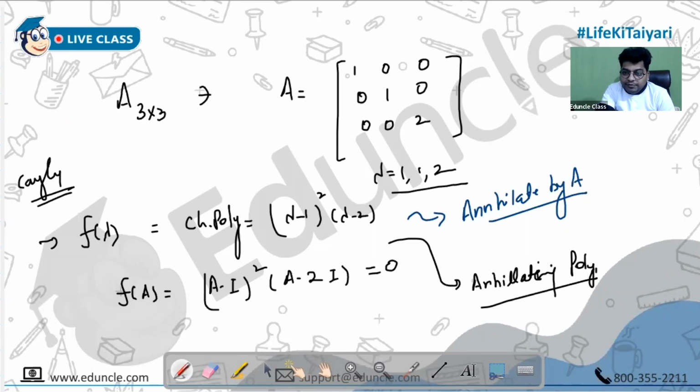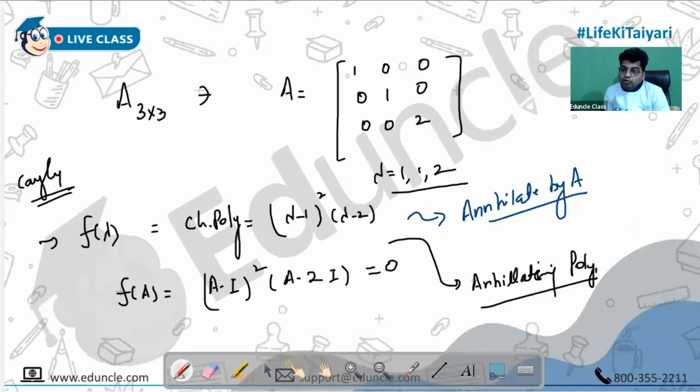See, what is the meaning of annihilating polynomial? First of all, I want to tell you, because this is a very important concept, that is why I am revising it. If a matrix satisfies its characteristic polynomial, that is an annihilating polynomial. No, there are so many annihilating polynomials, so this is one of the annihilating polynomials. See, if a matrix satisfies a polynomial, the polynomial is called an annihilating polynomial.